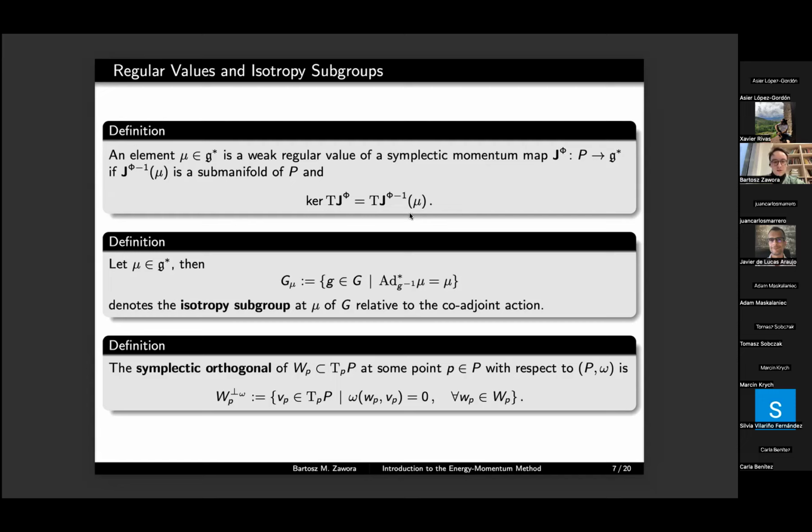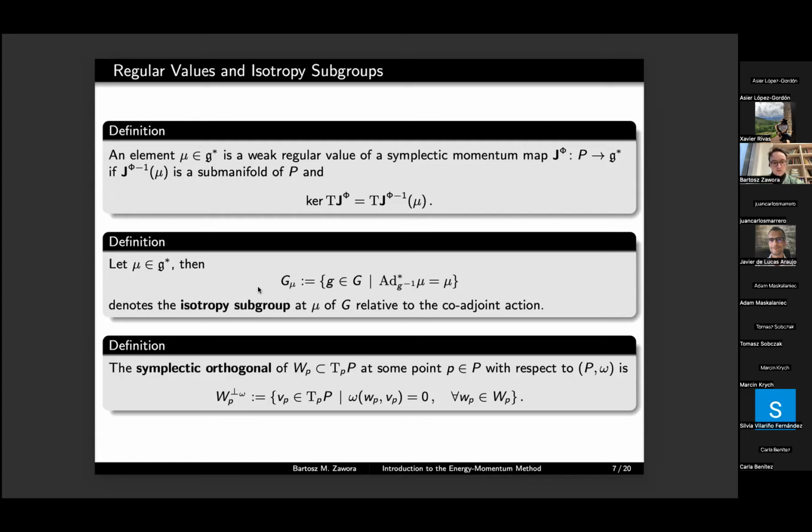Then a notational thing is that G with lower index mu denotes the isotropy group at mu of a Lie group action G of the coadjoint action on G star, and this is the Lie subgroup that we will be quotienting by the level set of a symplectic momentum map.